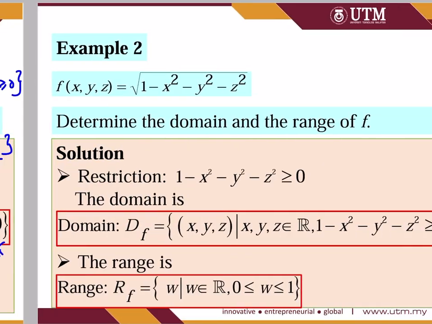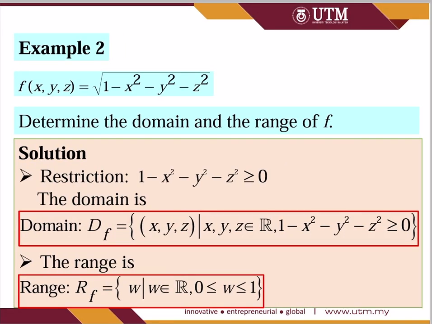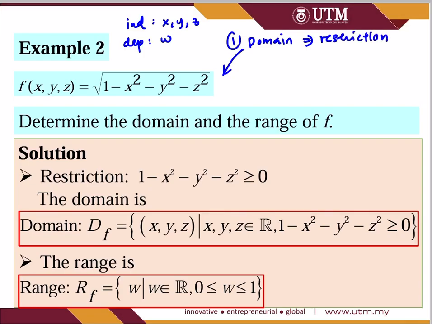Alright, so next one, example 2. Here we want to look at the domain and the range. We have our independent variables as usual, x, y, and z. Our dependent variable is w in this case. For the domain, we need to look at the restriction. Since it is a square root again, we can put the restriction as greater or equal to 0.